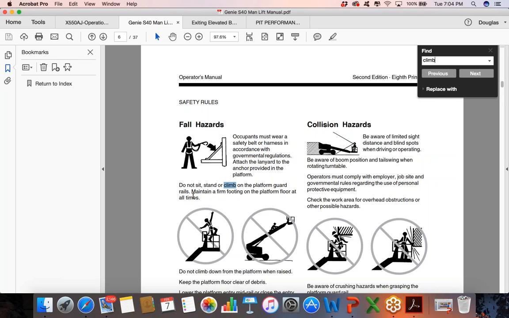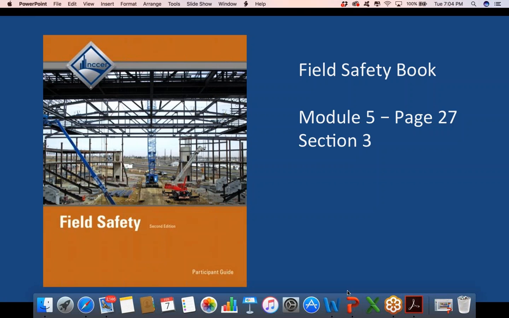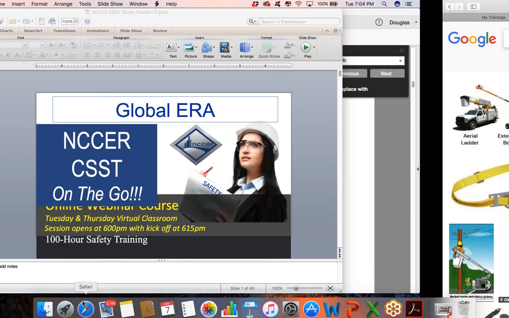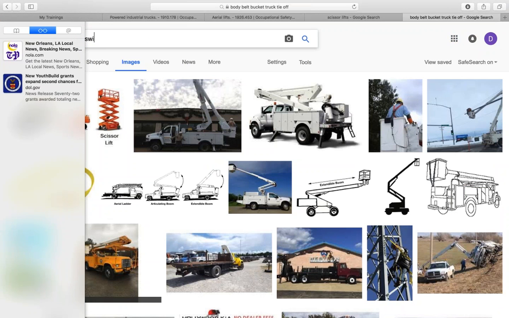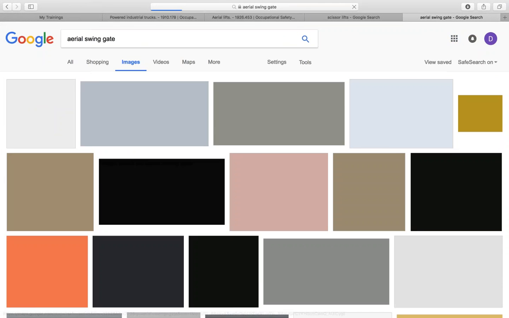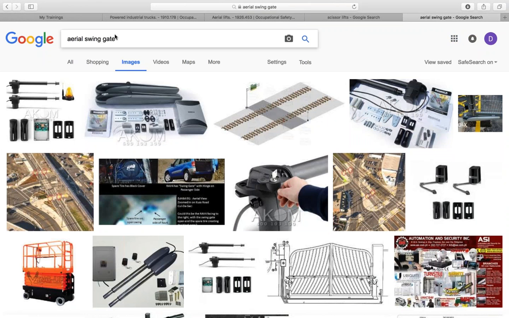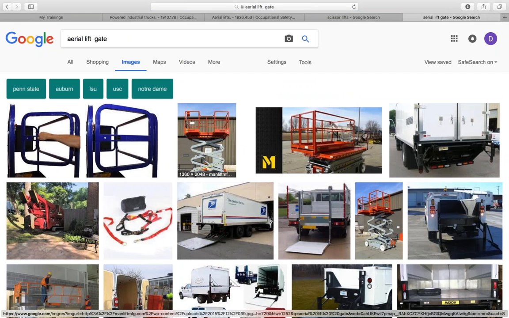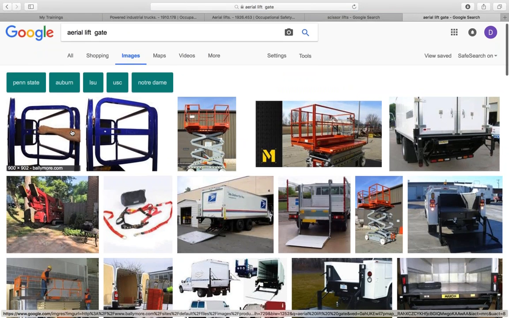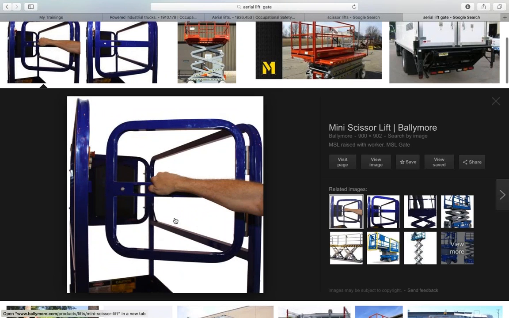Do me a favor, folks, chime in, the ones that can, and let me know if you've seen a platform or an aerial lift with a swing gate. I'm going to see if I can find one for anybody who's not familiar with it. You're starting to see aerial lifts now that have more of a gate on them.